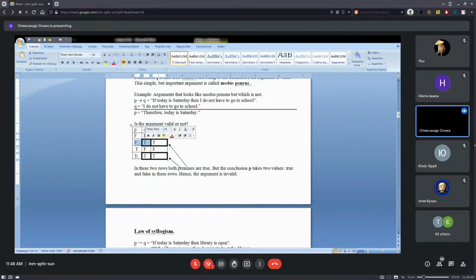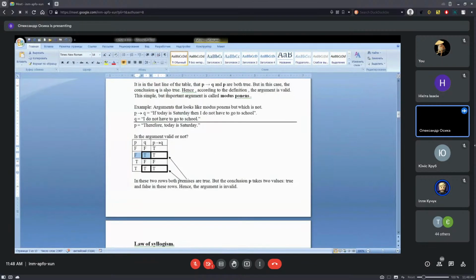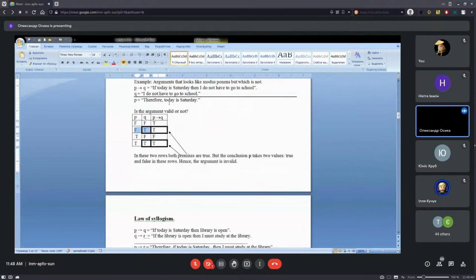What is our judgment here? That actually it is a wrong way to prove anything. It is not a valid argument, though it looks so persuasive, so proving.